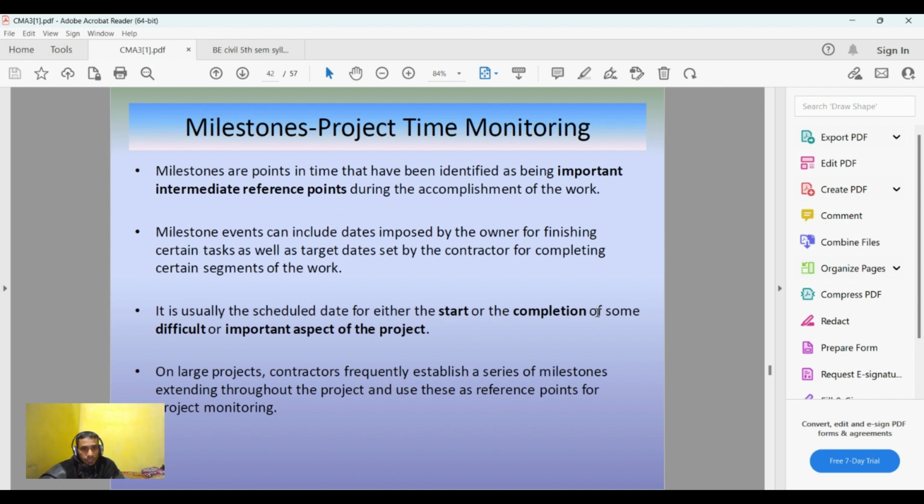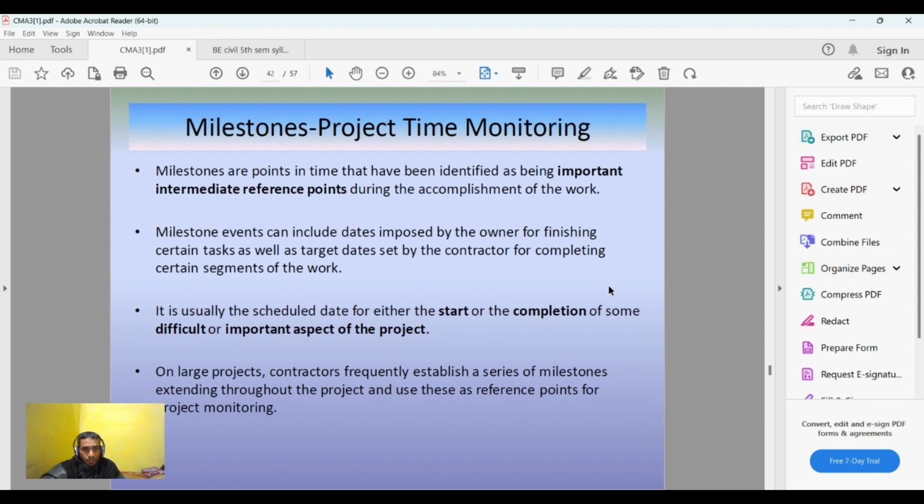Okay, so it includes the targets, it includes the completion of certain important tasks. And the dates could be set by the contractor or the dates could be imposed by the owner. And generally, the milestones refer to the scheduled date for either the start or completion of some difficult or important aspect of the project, and that's the reason why we are calling it milestone.